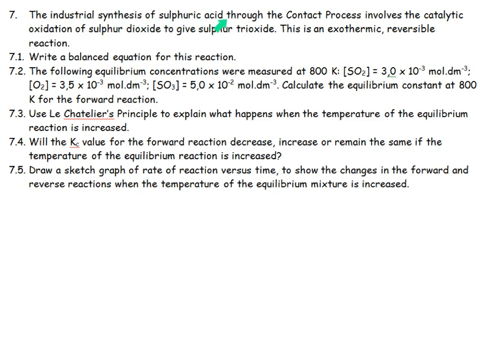The industrial synthesis of sulfuric acid through the contact process involves the catalytic oxidation of sulfur dioxide to give sulfur trioxide. It's an exothermic reversible reaction. You're not expected to know this off by heart. They're supposed to give it to you, but it's really not difficult. You've got sulfur dioxide. It is oxidized, and it becomes sulfur trioxide.